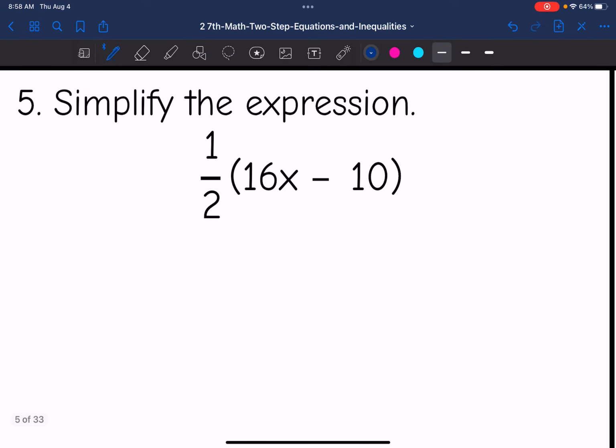Okay, number 5, I am distributing a 1/2. So I need to figure out what half of 16x and half of negative 10 are. So 1/2 times 16x, well, half of 16 is 8, so that becomes 8x. And then 1/2 times negative 10 would be negative 5.